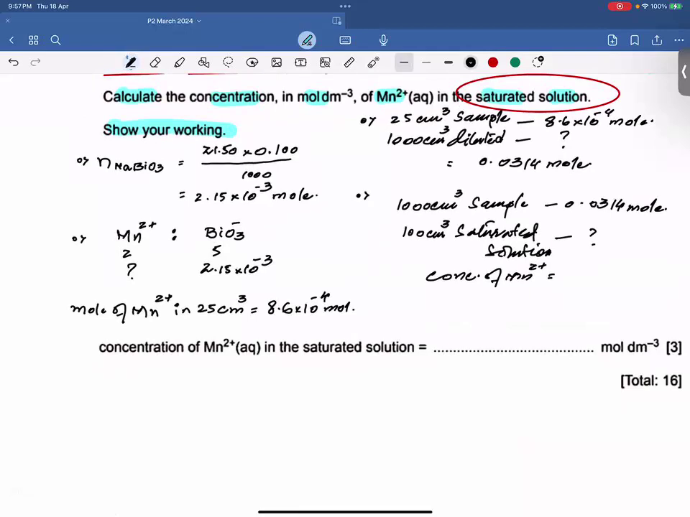0.0344. Okay, this is a slight error here. It must be 0.0344. Guys, you need to double check your calculations. So into 100 divided by 1000. So it's going to be what?